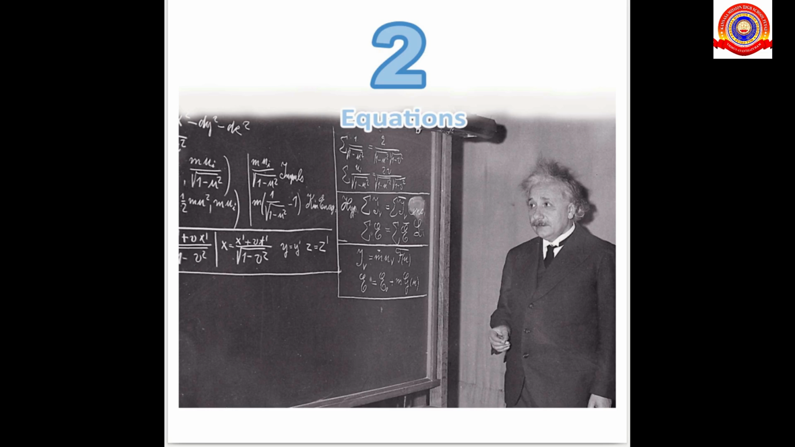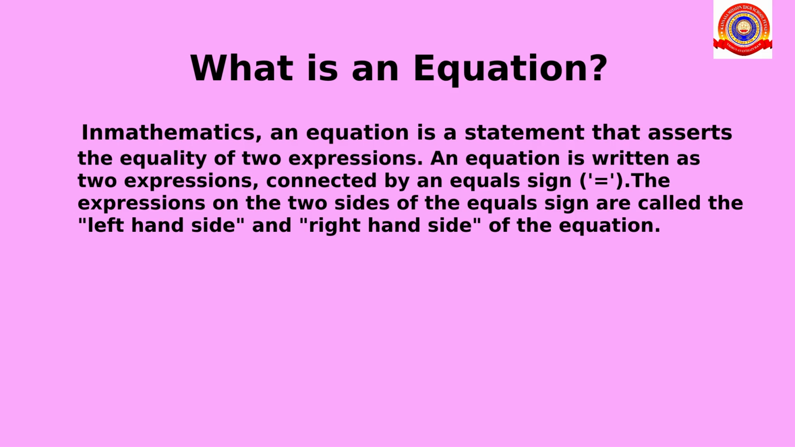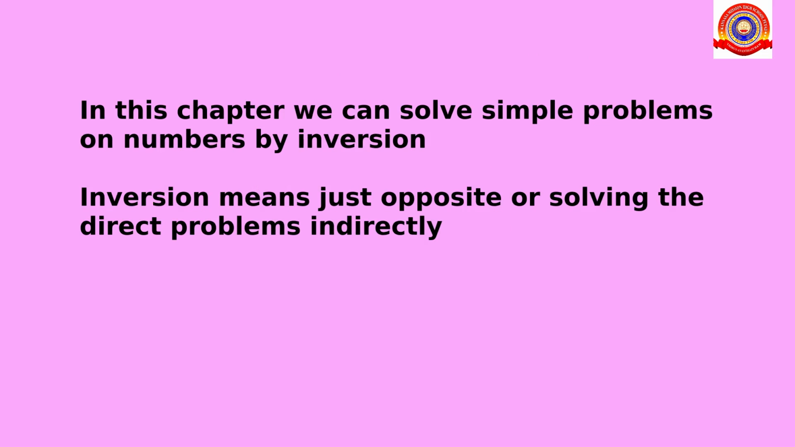What is an equation? In mathematics, an equation is a statement that asserts the equality of two expressions. An equation is written as two expressions connected by an equal sign. The expressions on the two sides of the equal sign are called the left hand side and the right hand side of the equation. In this chapter, we can solve simple problems on numbers by inversion. Inversion means just opposite, or solving the direct problems indirectly.